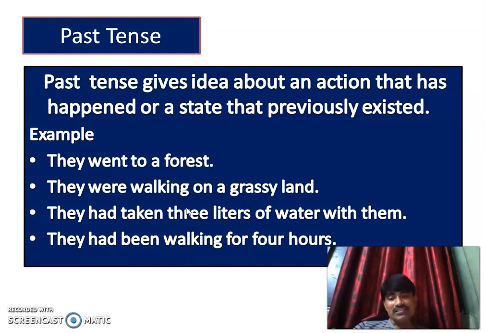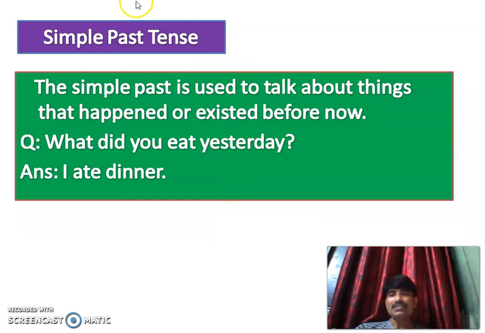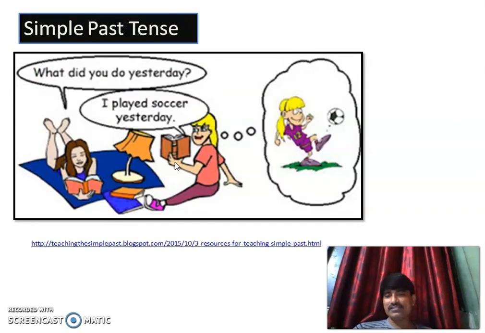So past tense gives us the idea of action that is over somewhere in the past itself. This is simple past. Simple past is used to talk about the things that happened or existed before now. For example, what you ate, or what did you eat yesterday. You say, I ate dinner, or I ate chapati bhaji or something like that. So this is what it talks about, that the action is over somewhere in the past itself.